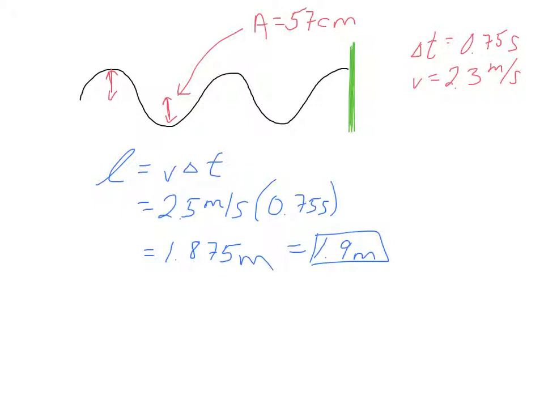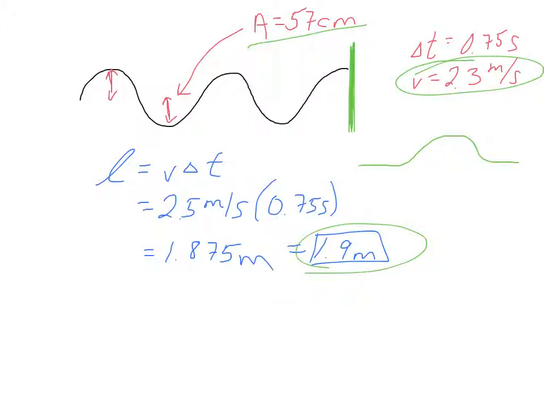So that means the amplitude would stay the same. We know our amplitude is 57. The length, which is 1.9, would stay the same. The speed, which is 2.3, would stay the same. But the pulse would reflect, which means that if the pulse is looking like this as it goes towards the wall, then it is going to go like this as it goes away from the wall. So that would be towards the wall, that would be away from the wall.